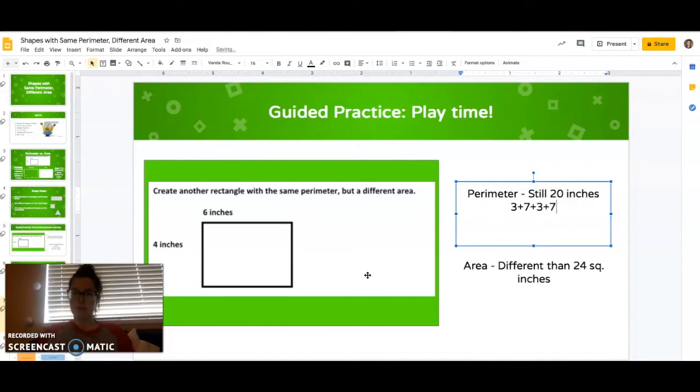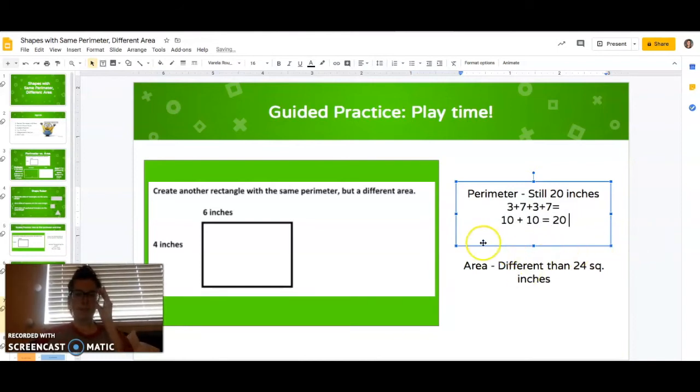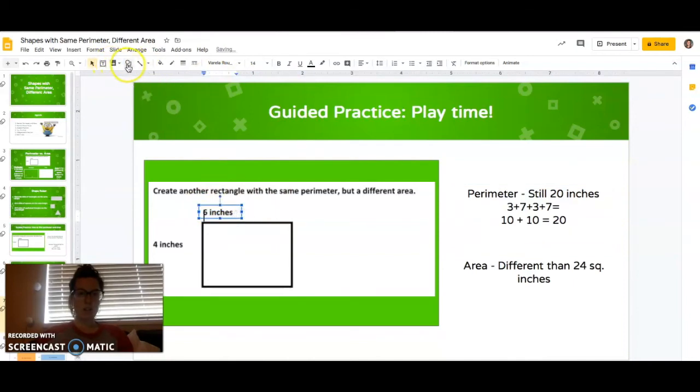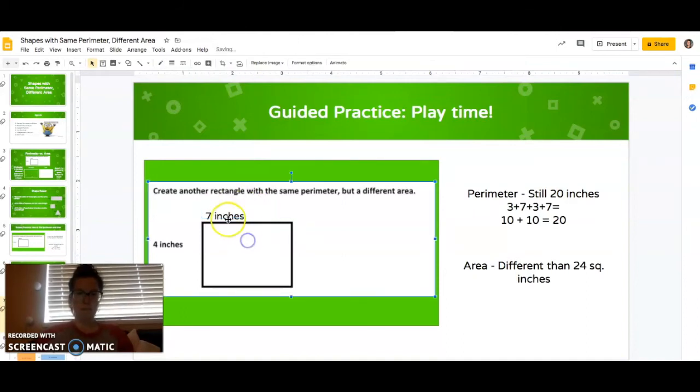Would that give me 20? Let's see. 3 plus 7 is 10. And 3 plus 7 is another 10. And that would equal 20. Yep, so far so good. So I could make a shape that has seven up here. Let's fill this white. There we go. And then we'll make this one.